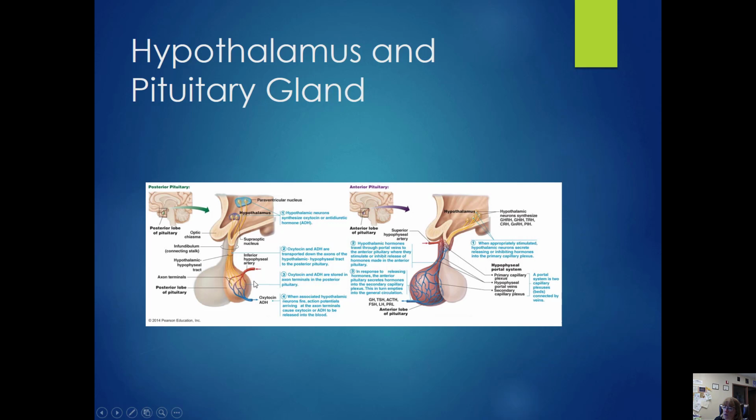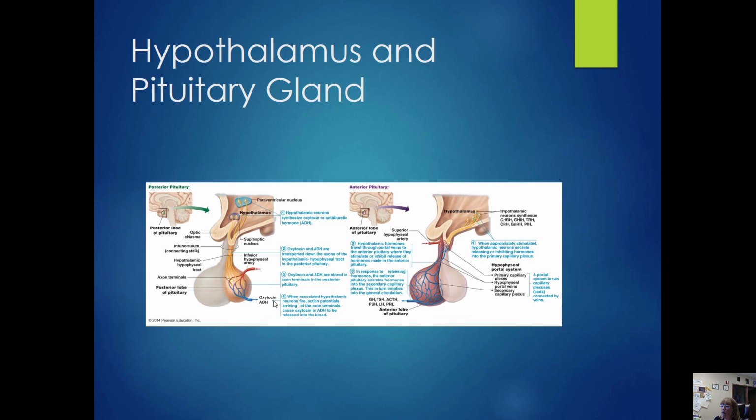When the stimulus comes to the hypothalamus, they're going to produce the hormones, and then we store them down here in secretory vesicles in the axon terminals. When it's time to release those hormones, the neurons will fire, and the action potentials arriving at the axon terminals will cause oxytocin or ADH to be released into this capillary bed, into the bloodstream, and there they go. So that's the first relationship. Please make sure you remember there are no hormones made in the posterior pituitary.